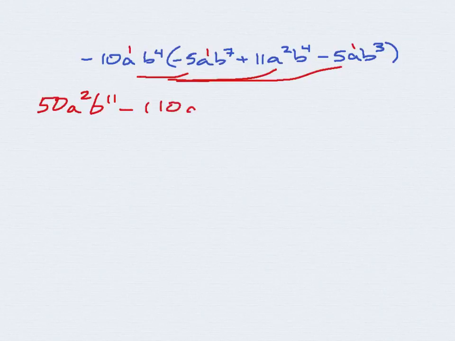How many A's in total? 1 outside, 2 inside, so A to the 3rd, B to the 7th. Again, you're adding your exponents, and you're going to multiply the coefficients. A minus 10 times a minus 5 is going to give you plus 50. Grand total of A to the 2, B to the 7.